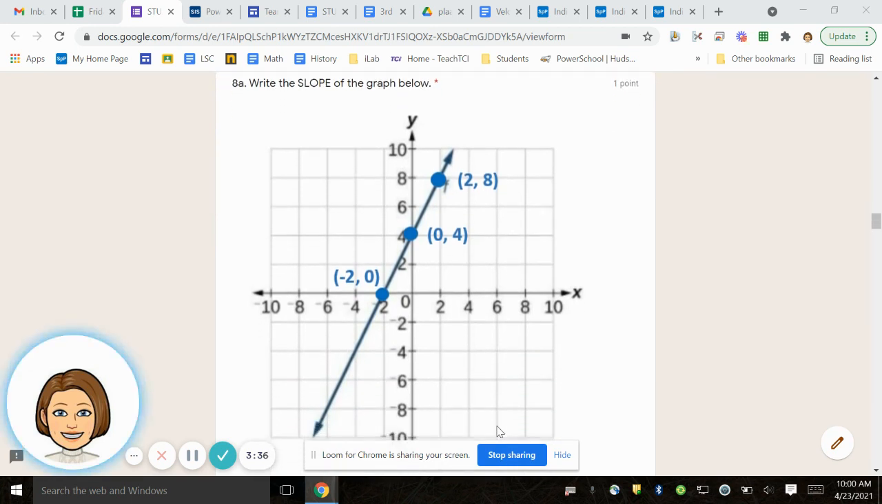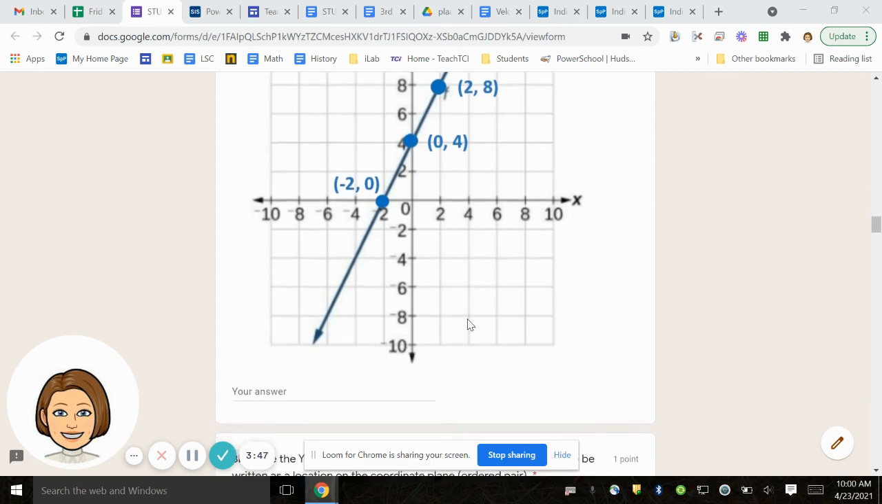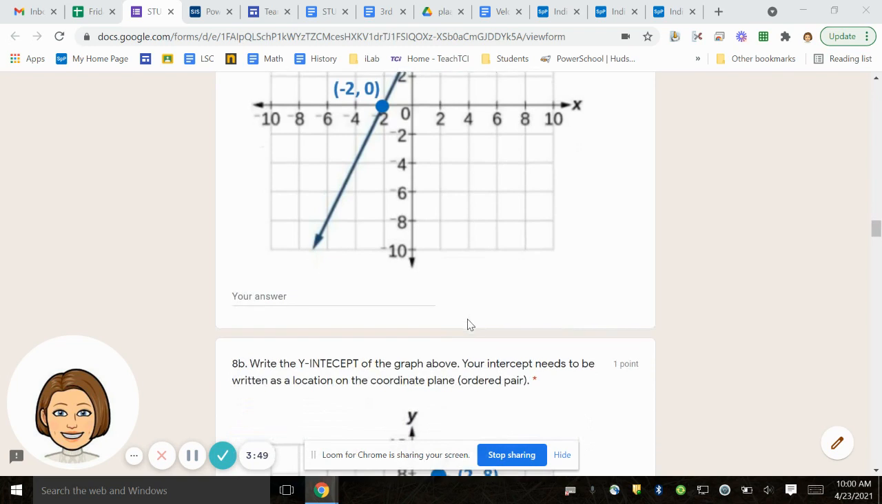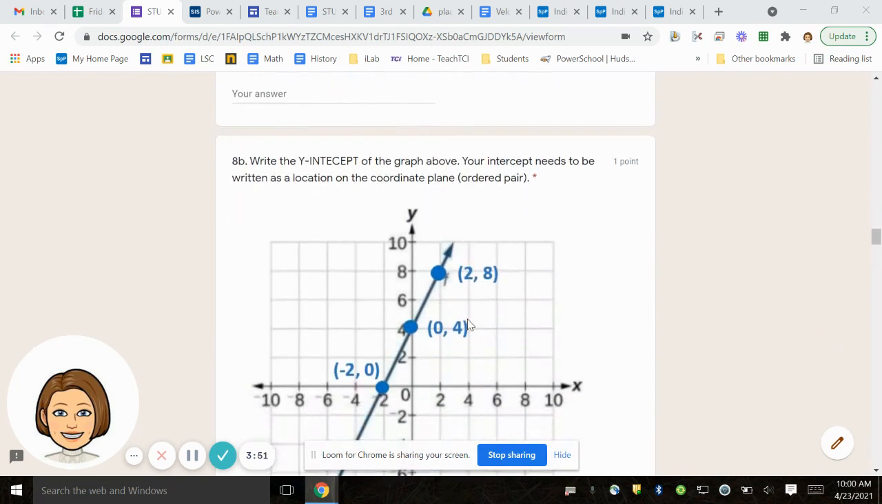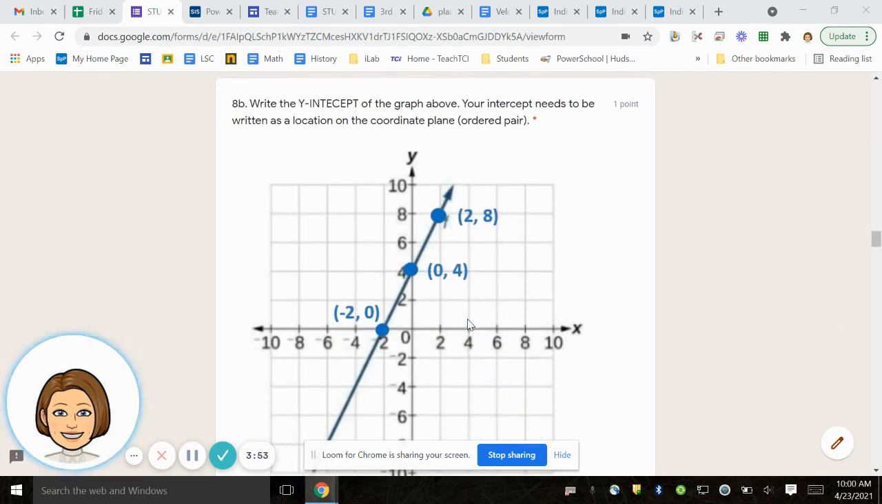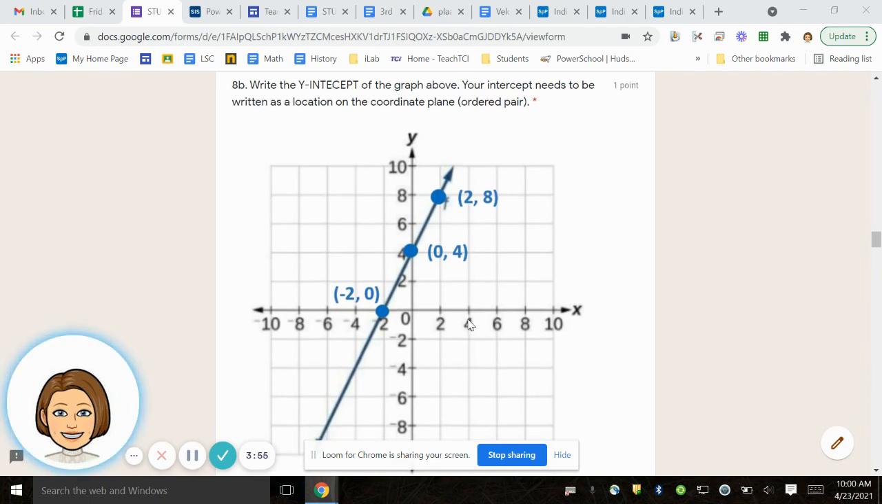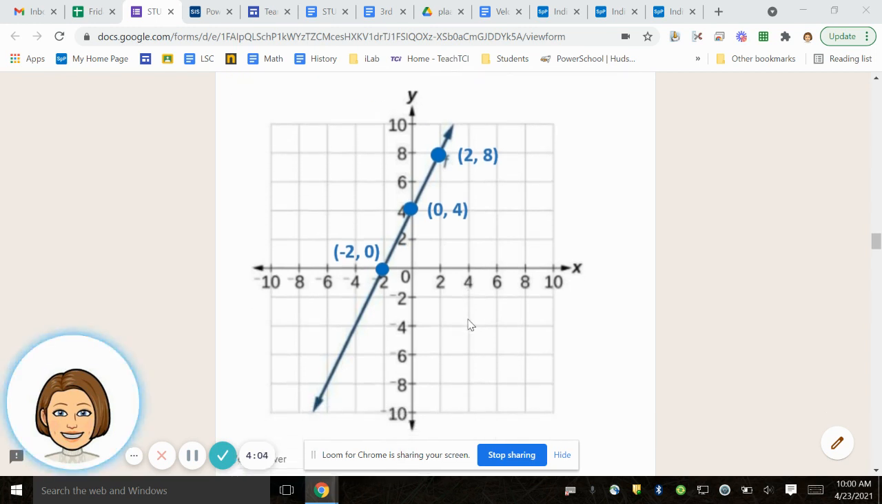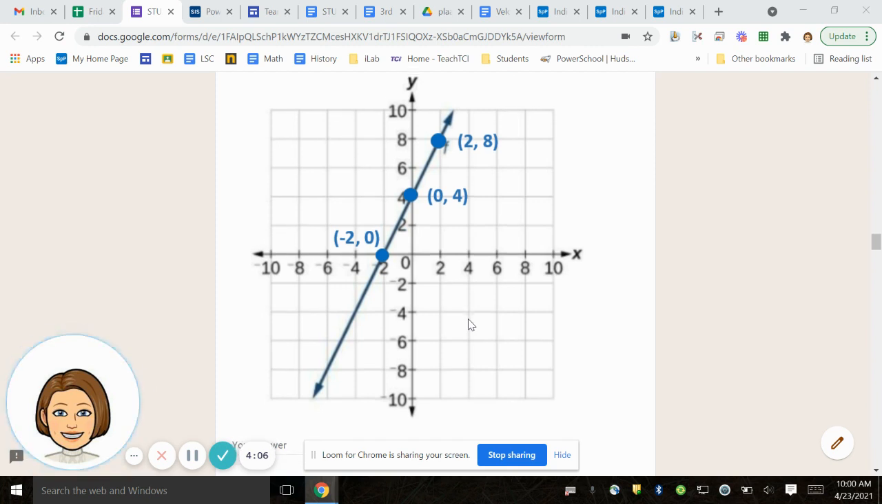Number 8a, find the slope of the graph below. Think rise over run, or you can use this 2-point method. 8b, write the y-intercept of the graph below. Your intercept needs to be written as a location on the coordinate plane as an ordered pair. What is the y-intercept?